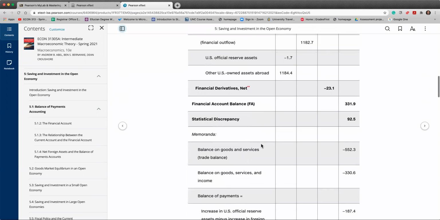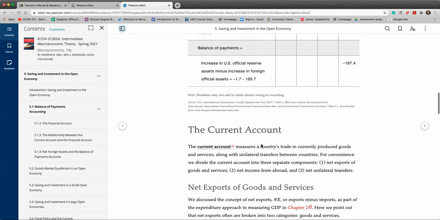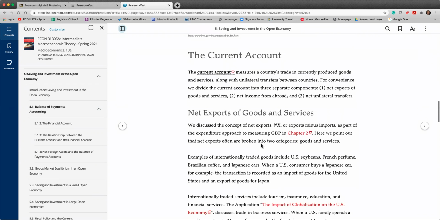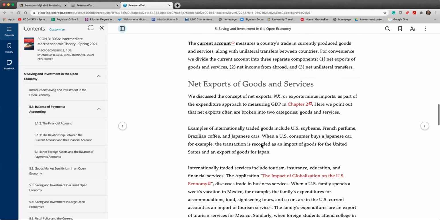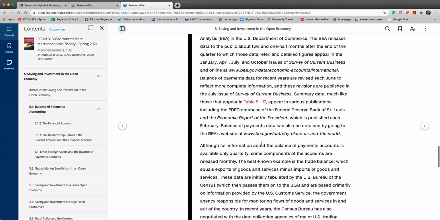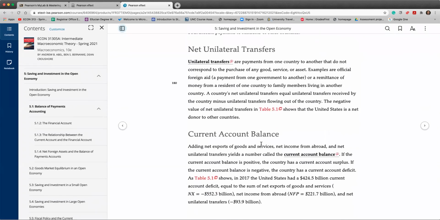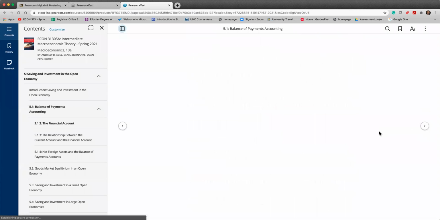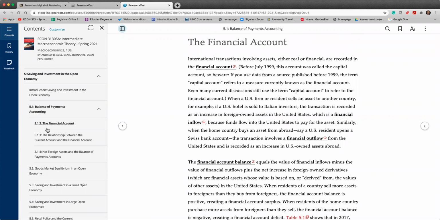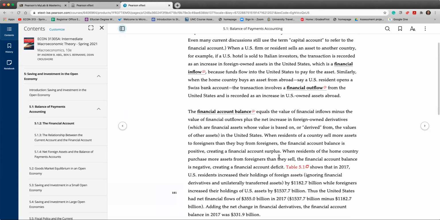That's a big picture view of the balance of payments. And then we look at each component of that. We break it down in the way that I was just talking about with the current account. We've got net income from abroad, unilateral transfers, and then we have the current account balance. And then we can go to the financial account. These are subsections of this first section in chapter 5. And you want to pay particular attention to this to get a really good understanding of what we're talking about when we're talking about the financial account.